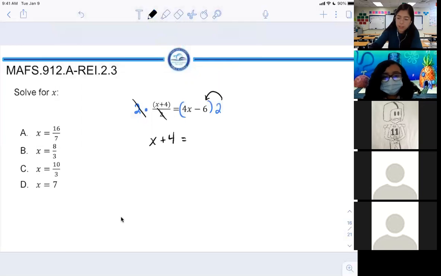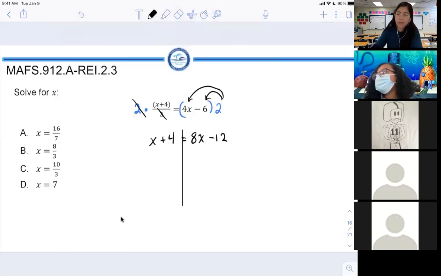And now this 2, I need to distribute it. So what's 2 times 4x? 8x. 2 times -6. -12, good. Okay, finish it out. See what you get. Take about 30 seconds. Go, go, go, finish it.